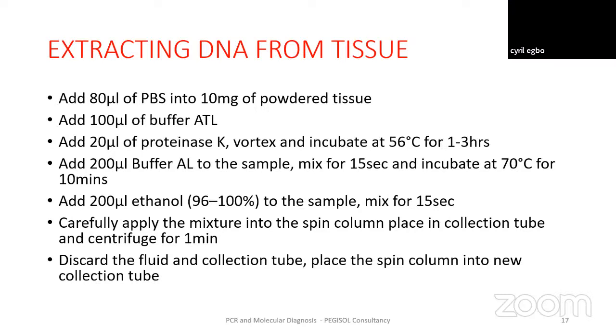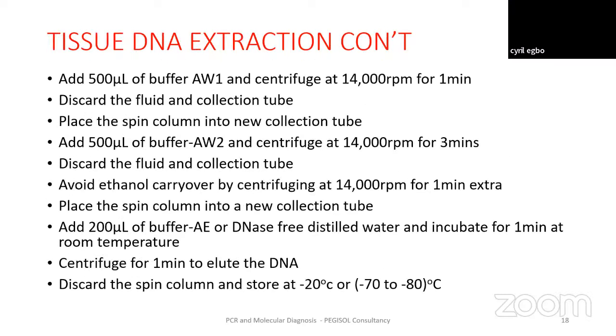Then after which you add the same volume, that is 500 microliter of buffer AW1 for washing and binding. After adding, you centrifuge at 14,000 RPM for a minute. Then you discard the contaminant and the collection tube. Then you now place the spin column into a new collection tube.